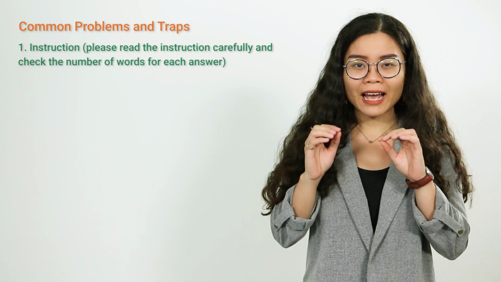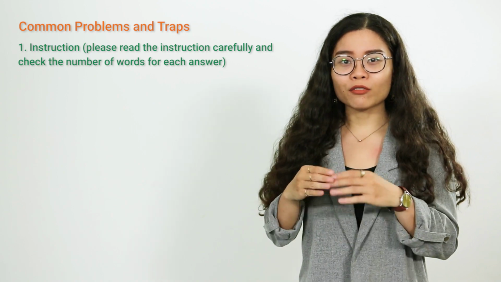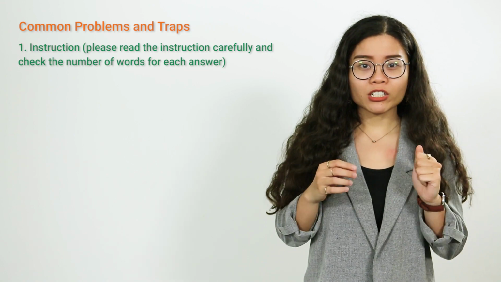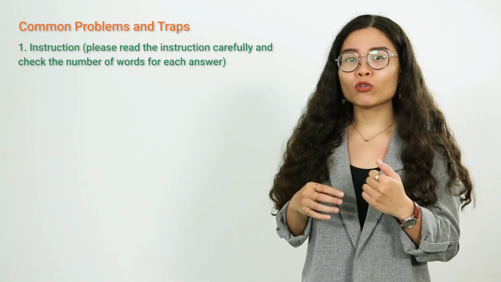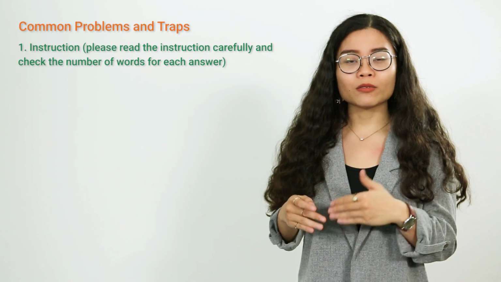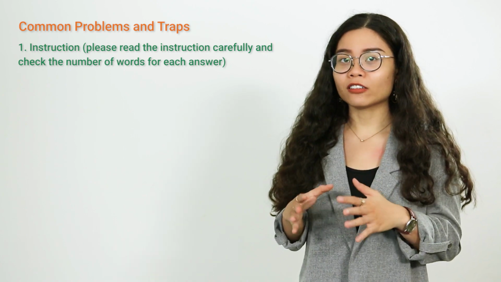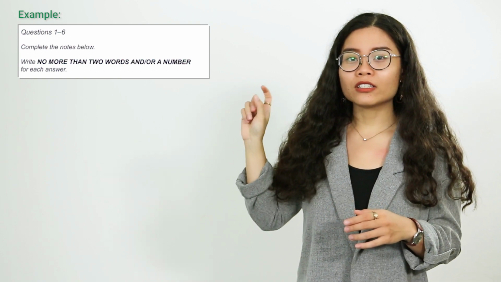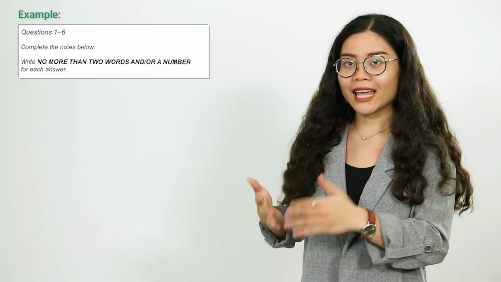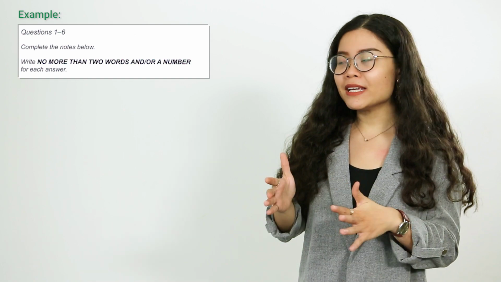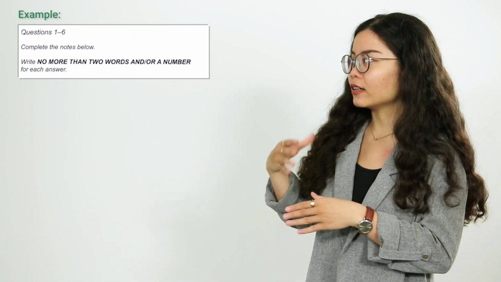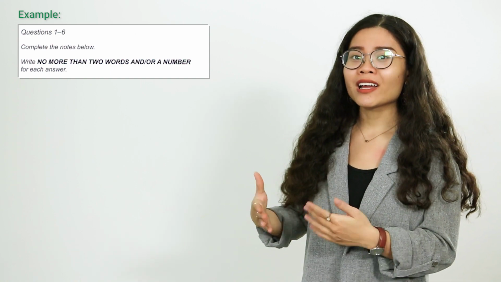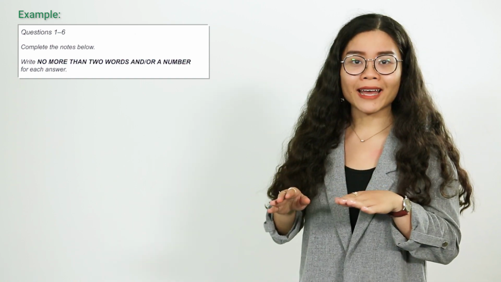Okay, so you have to carefully check the number of words that you can have for each answer. Each time the question type changes, the number of words for the answer might change too. So here is an example that you can take a look at. Some of you would have to read this part, no more than 2 words and a number, which means that your limit for the answer is 2 words. If you write 3 or 4, then definitely that answer won't be counted.